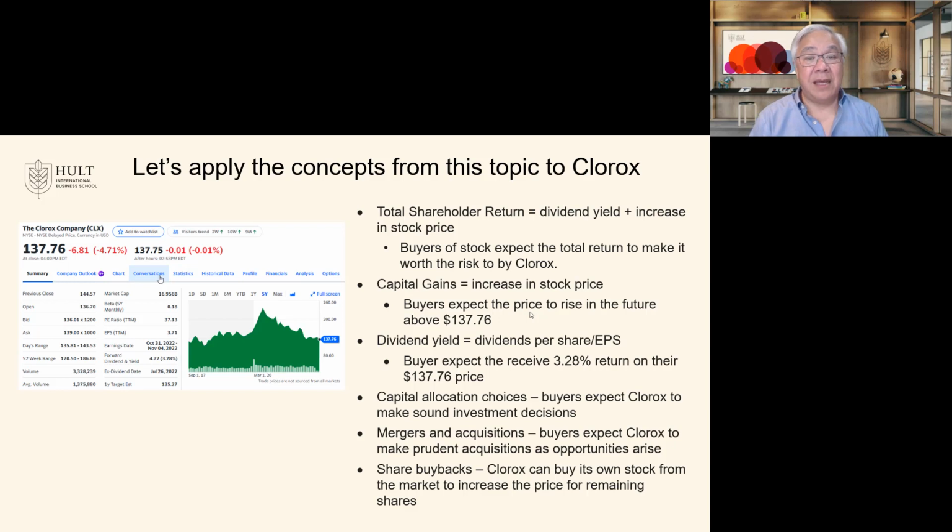Today, if you were to buy a share of Clorox, it would cost you $137.76 per share. So your purchase has an expectation that it's going to go up. It used to be quite a bit higher, in excess of, say, $220, and I think it's going to go back. Right? So you're kind of betting on that, right?